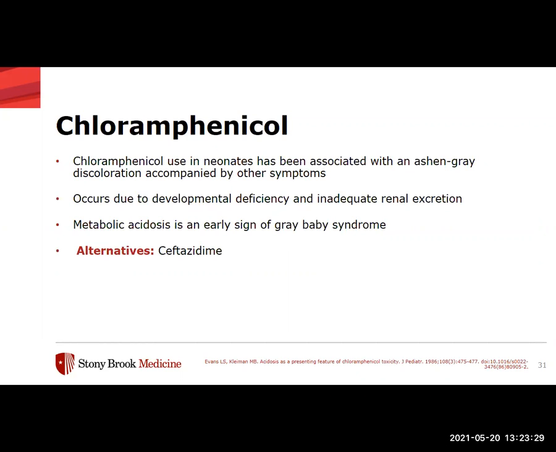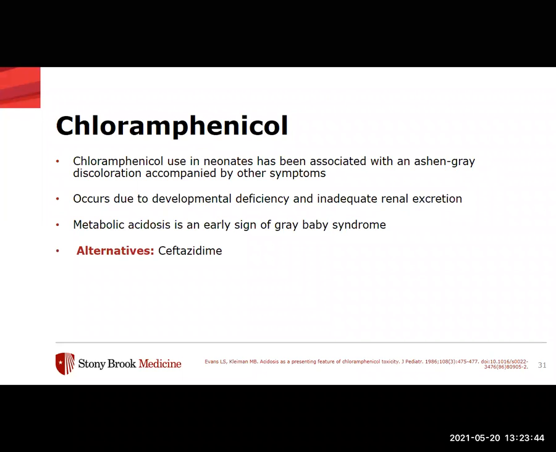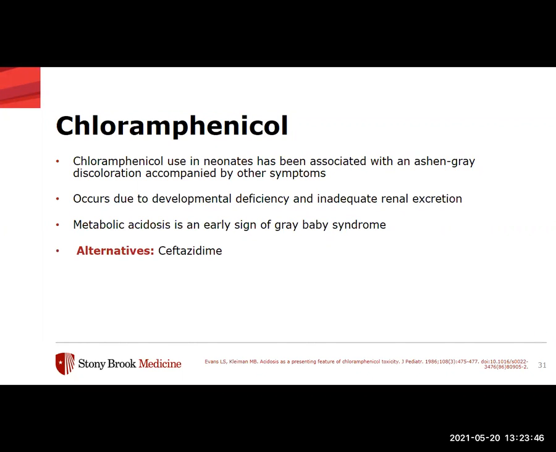This syndrome occurs due to the developmental deficiency of glucuronyltransferase and inadequate renal excretion of unconjugated drugs in neonates. In terms of detecting gray baby syndrome, recently metabolic acidosis has been found to be an early sign of it, and it's associated with chloramphenicol use in the neonatal population. Finally, in terms of alternative medications, ceftazidime has been studied and was previously used in place of chloramphenicol in neonates.